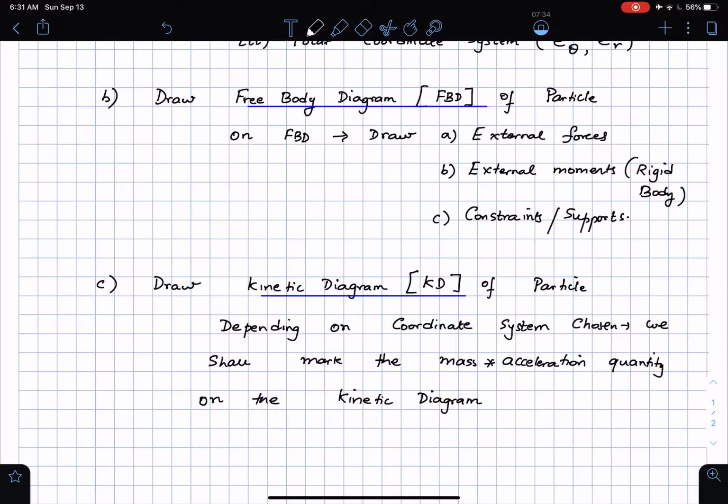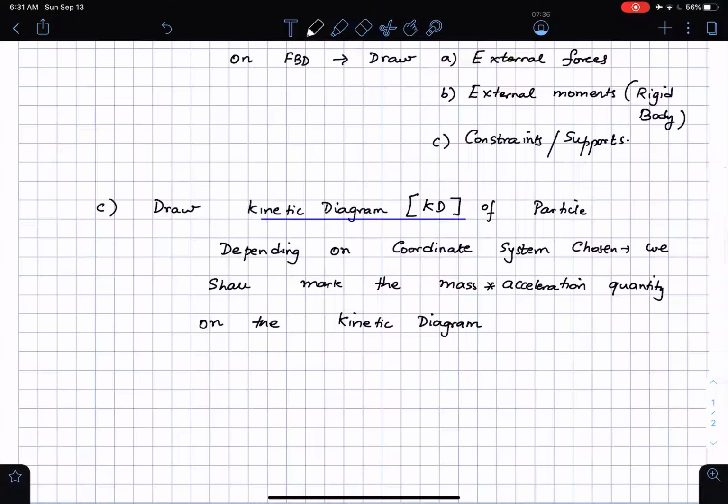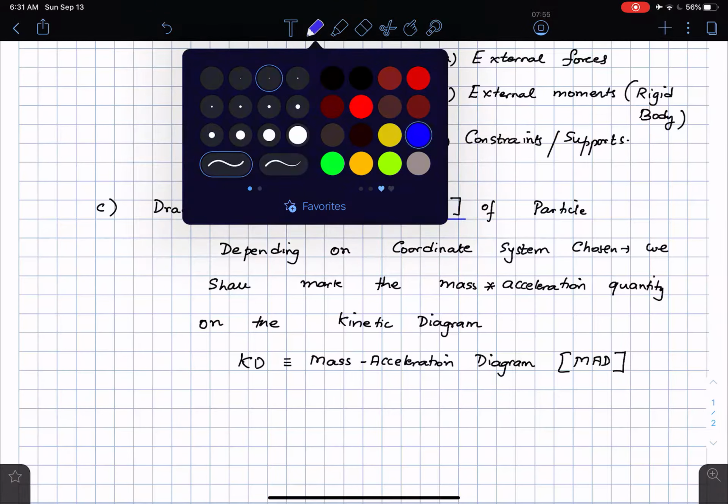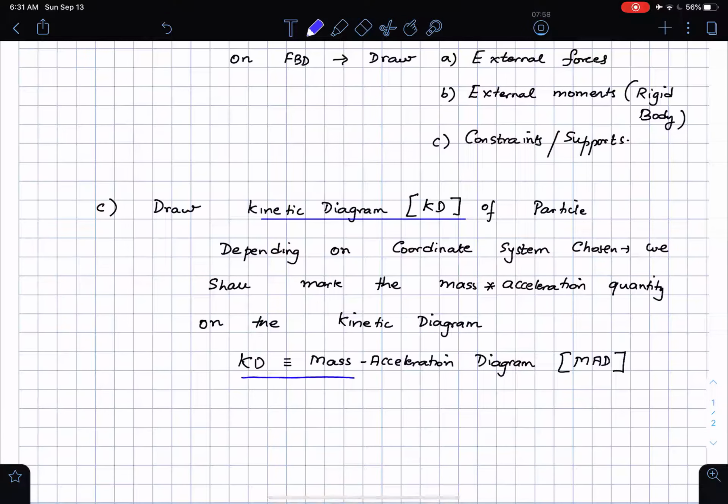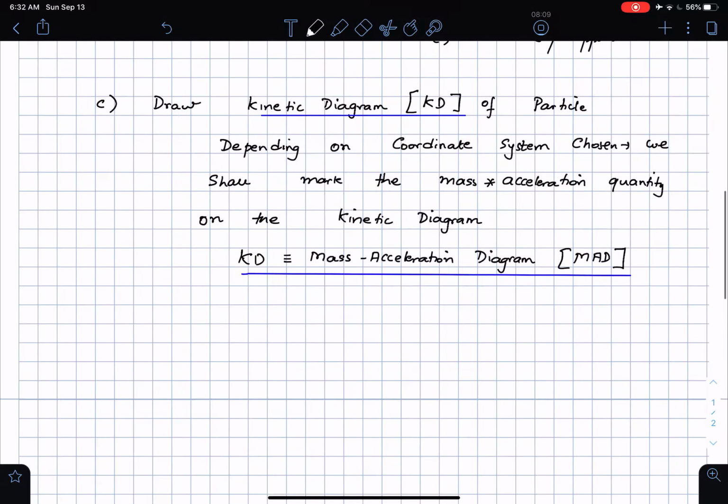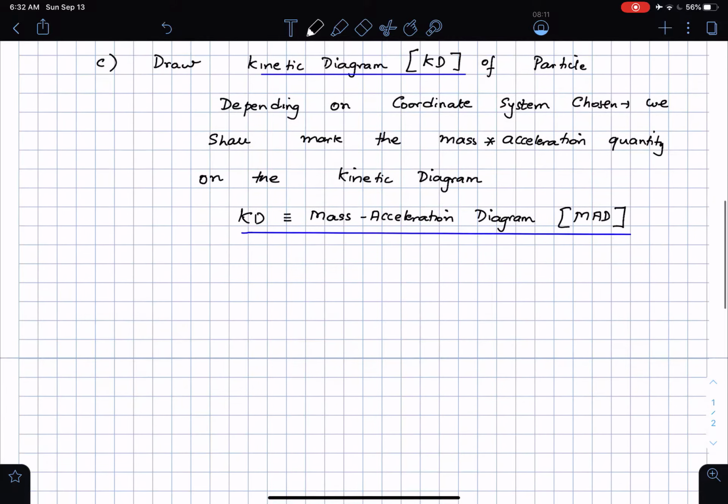The kinetic diagram is also sometimes called the mass acceleration diagram, or MAD. People have gone mad at drawing this, typically students. But I'm going to help you get there. There are some basic examples of typically what you do, so let me look at very brief examples.